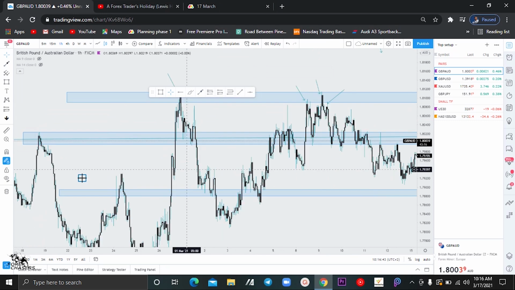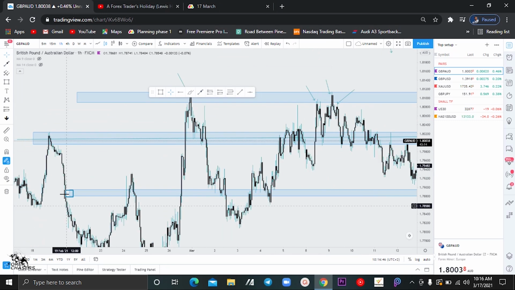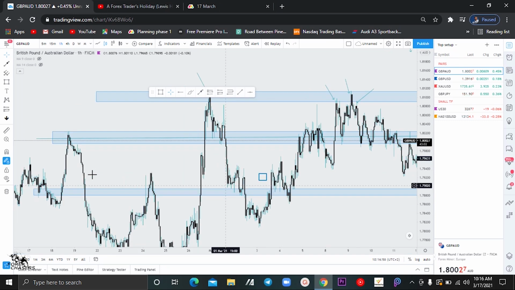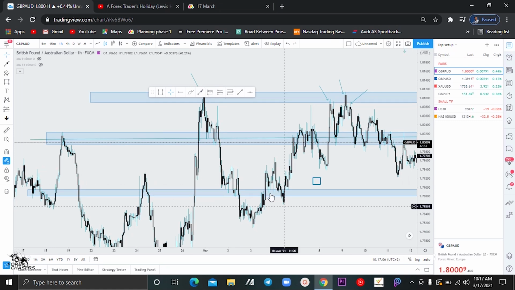If I can just go, I can literally go back in time as much as I want, guys, so it doesn't really matter. You can clearly see it was respected here, it was respected here, it was respected here. Market came, tried to break, closed below. You can clearly see even here it was respected a couple of times.